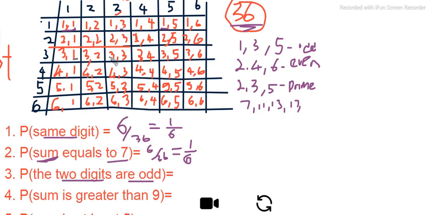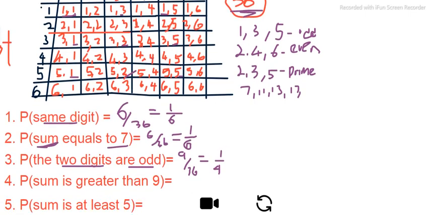This is 4, 5, 6. None of this one will be possible. 7, 8, 9. So how many do we have in total? Those that have the 2 digits to be odd, that is 9. So 9 over 36. When we reduce this, we are going to have 1 over 4. So that is the probability.